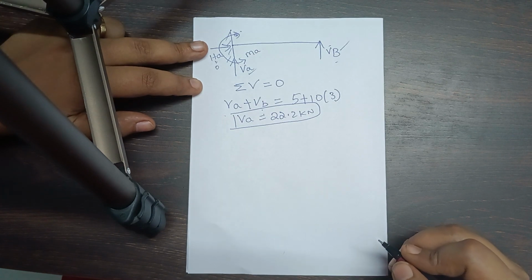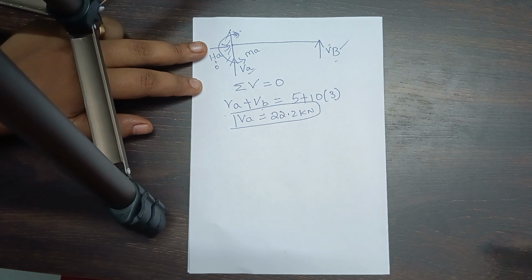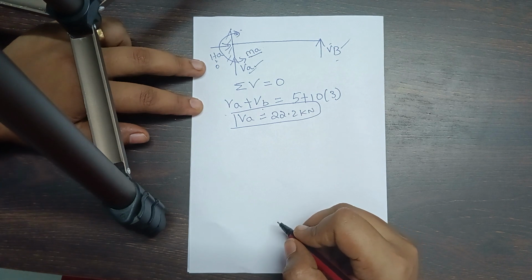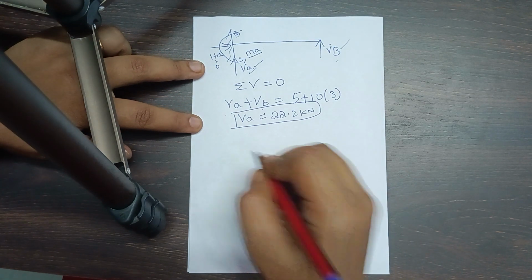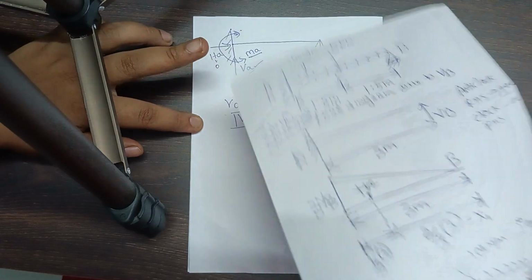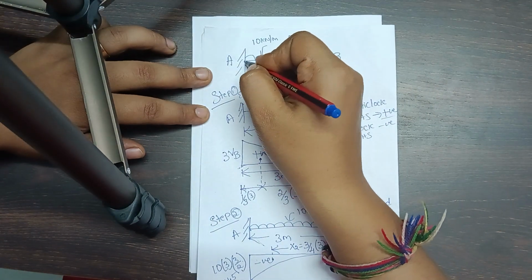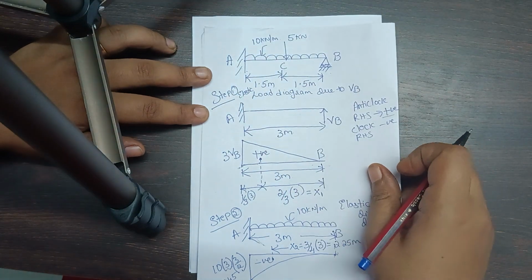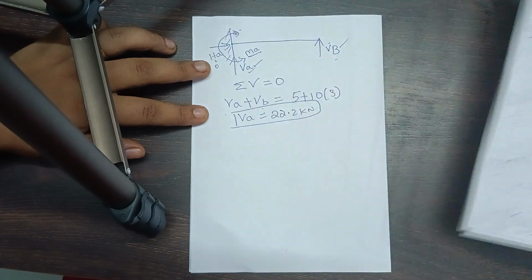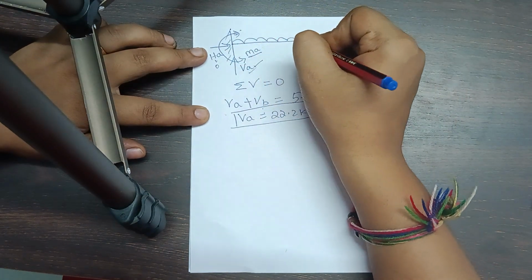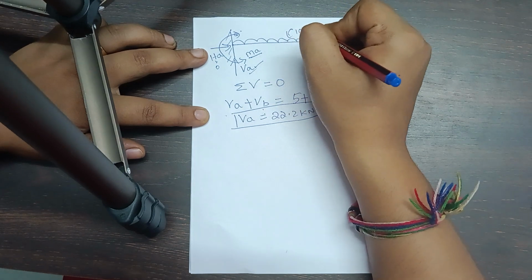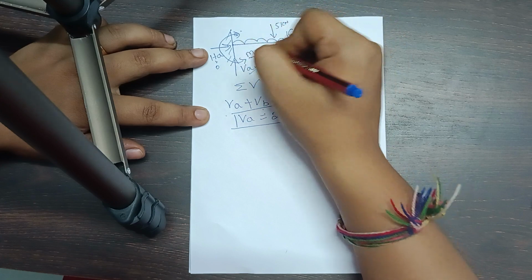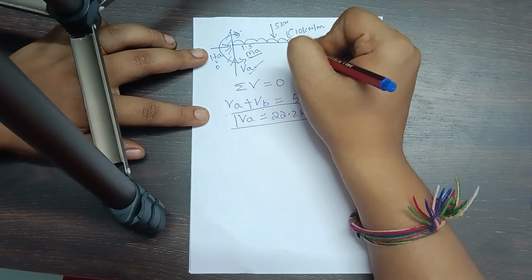Now after getting this value, the last unknown that you are supposed to calculate is MA. So I need to take the moment reference point about point A itself. Once again, I have the load of 10 kilonewton per meter, and this is 5 kilonewton, and the total is 1.5 and 1.5 meters.